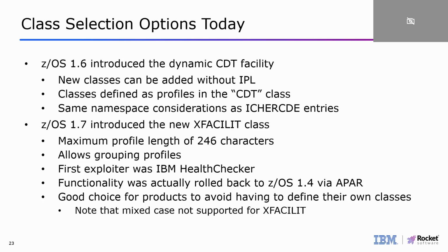And then z/OS 1.7 came along and they added the XFACILIT class. And they gave the relief for the maximum profile length. So we're now at the absolute maximum you can have, which is 246 characters. So you've got a lot more namespace room for you to have your exotically templated resource name profiles.